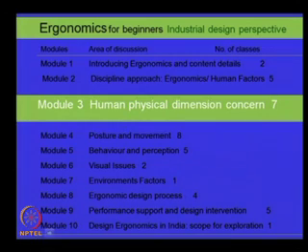Earlier we have already completed module 1 and module 2. Module 1 was introducing ergonomics and content details. There were 2 classes, and then the second module had 5 classes on discipline approach, ergonomics and human factors, that we have already completed. Today we are starting module number 3, that is human physical dimension concern, and here we will have a total of 7 classes.